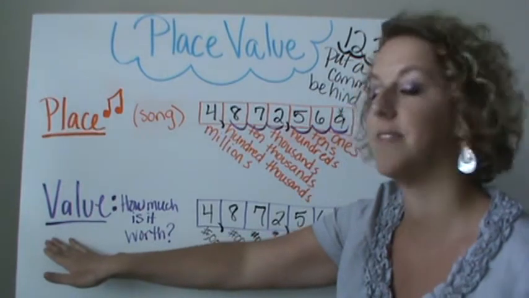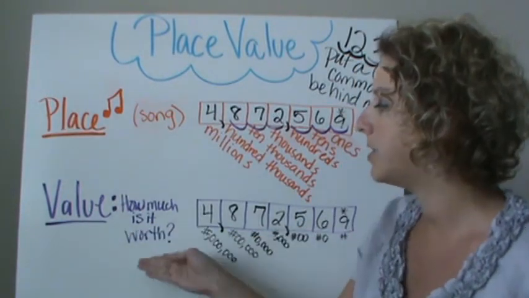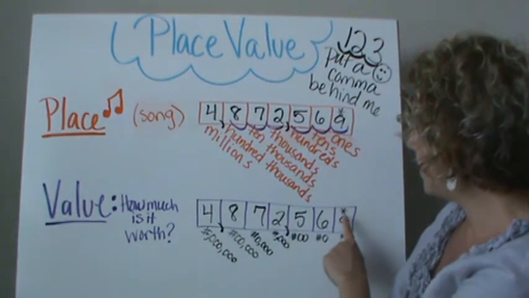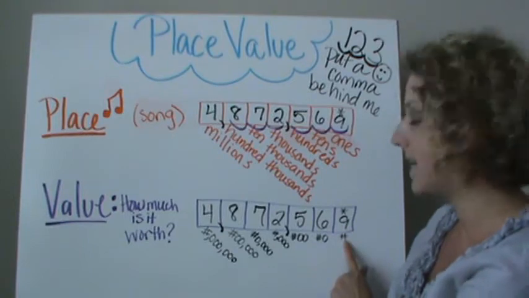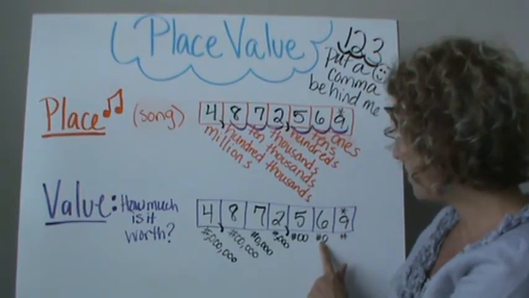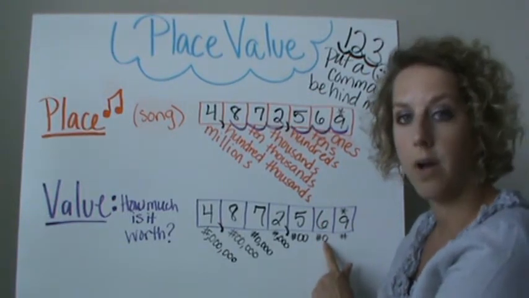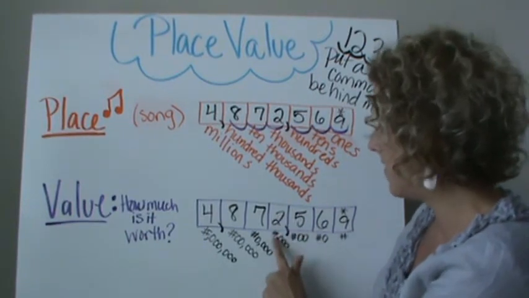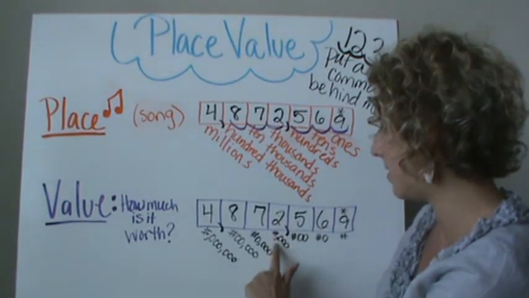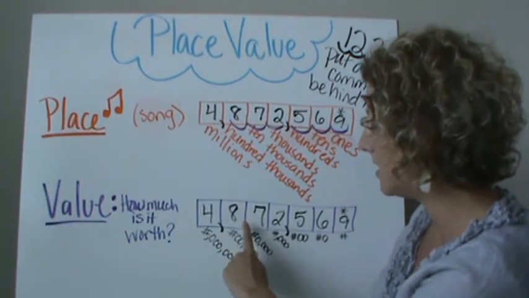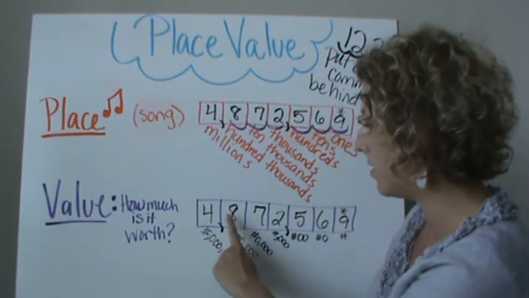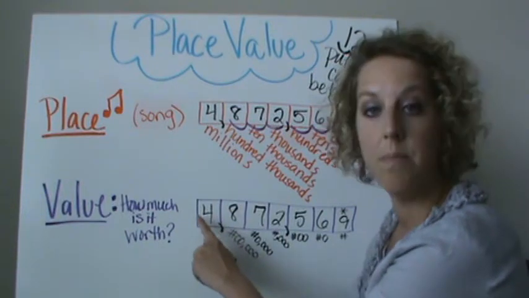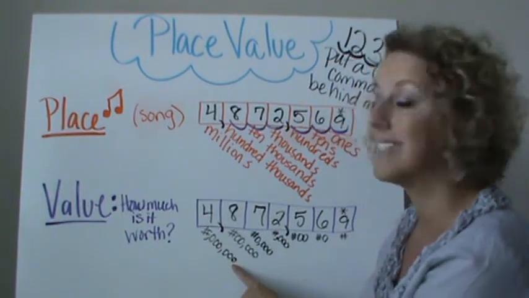The second part is the value of a number, which tells you how much that number is worth. So if we have the same number, we look at the ones place. The ones place has one digit. The tens place has that digit plus a 0. The hundreds place has that digit plus 2 zeros. The thousands place has the digit plus 3 zeros. 10,000s has the digit plus 4 zeros. The 100,000s has that digit plus 5 zeros. And then the millions has that digit plus 6 zeros.